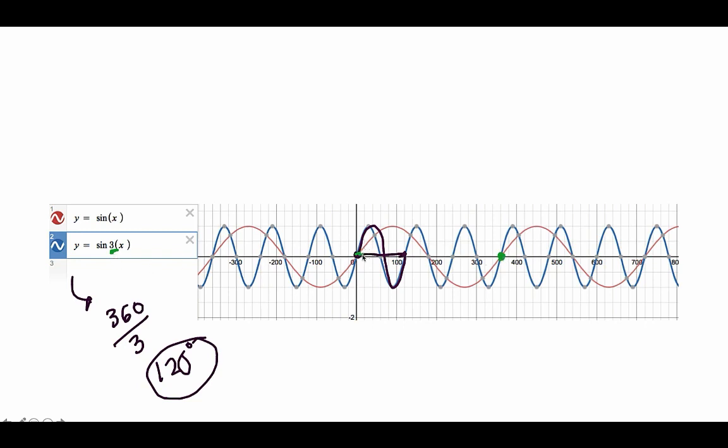Let's verify that there are 3 cycles. You have 1, you have 2, and you have 3 cycles. So by looking at this graph, you know that this 3 represents the number of cycles for every 360 degrees. And 360 divided by this number would be the period, which is the length for the wave to complete one cycle.